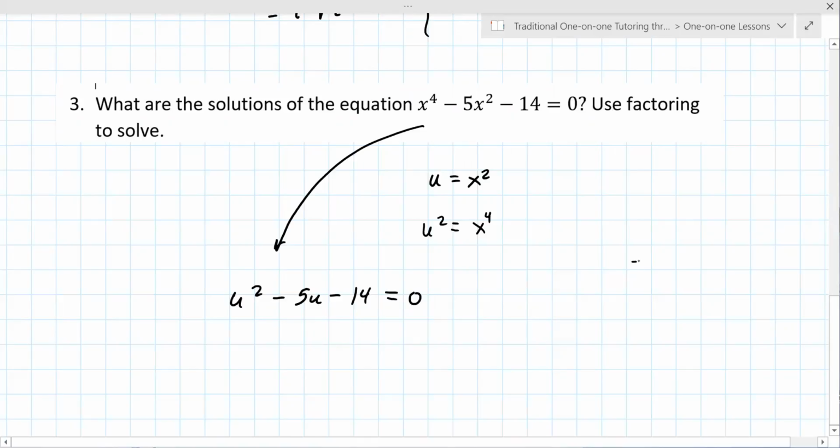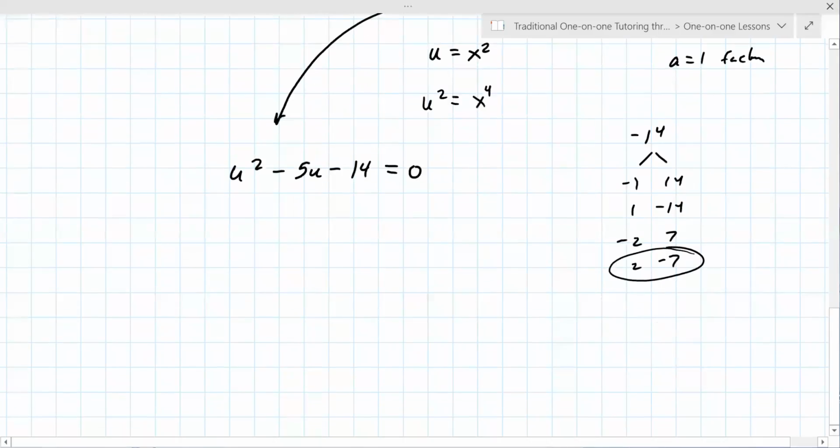Now this problem, I will emphasize that you have to find 2 numbers that multiply to minus 14, but add up to minus 5. It's the a equals 1 factoring type. So it's minus 1 and 14, 1 and minus 14, minus 2 and 7, 2 and minus 7. And this last pair here, which I don't even know if that's a pair, those last set of numbers work here. So you get u plus 2, u minus 7 equals 0.